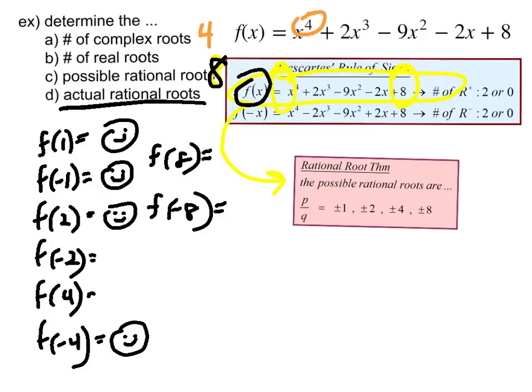Okay, we know with certainty that 1 and negative 1 are a root, 2 is a root, and negative 4 is a root. Now, yay, we got the answer. We've answered all these problems. The actual rational roots are 1, negative 1, 2, and negative 4.